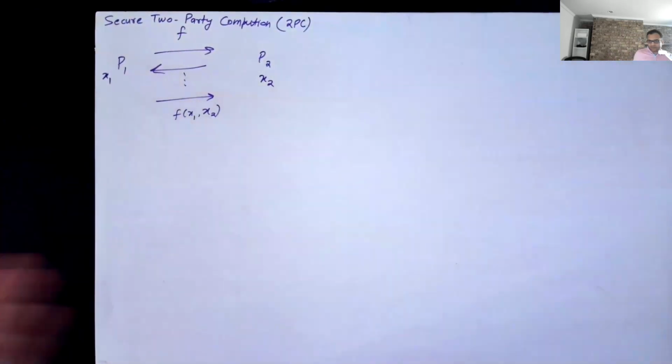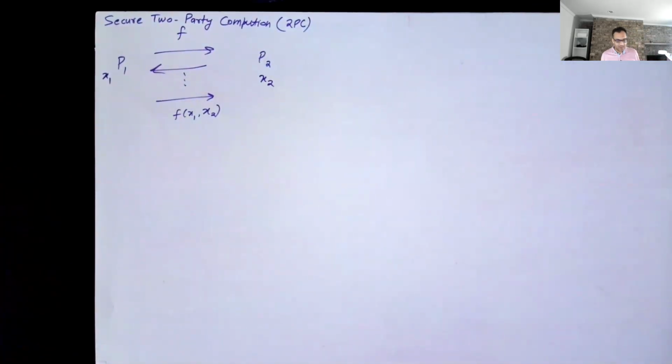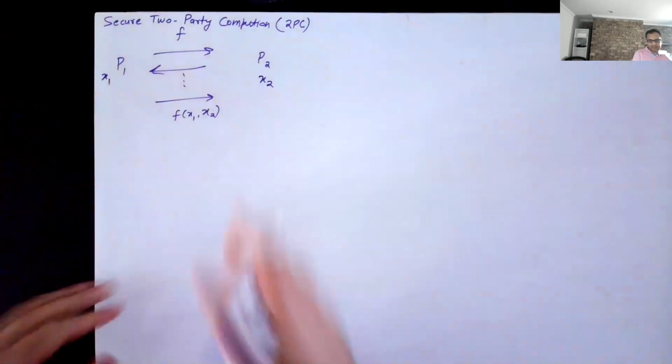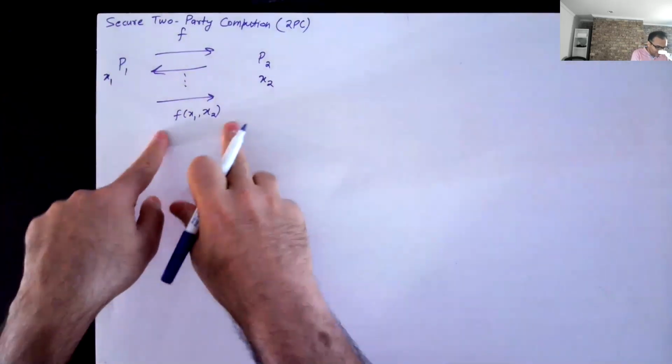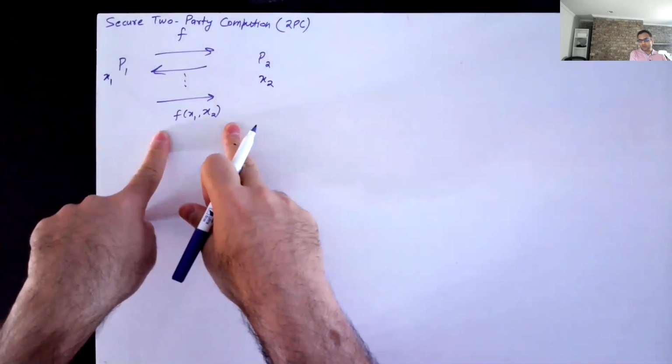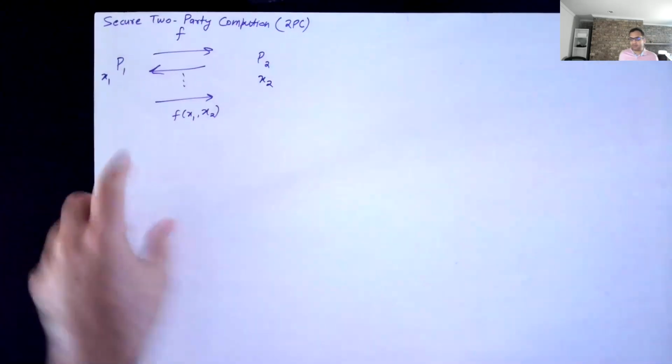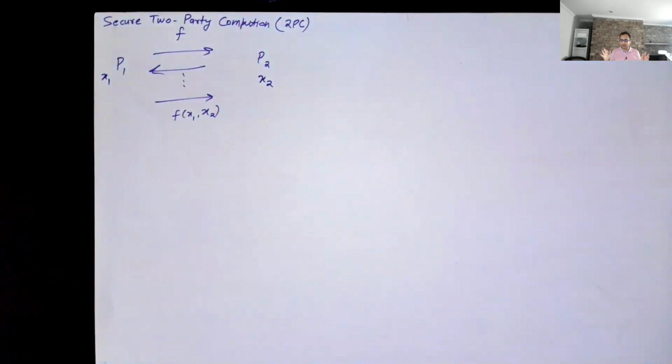Maybe, for example, the function is the XOR function. If the function is the XOR function, then given x2 and the function output, I can already compute x1 and vice versa. That's fine. That is not an insecure protocol. Our intuitive definition of security is that whatever P2 learns or whatever P1 learns from this protocol can also be computed using the function output alone. We will try to formalize it a little bit more, but right now at an intuitive level, the only thing the protocol reveals is the output and nothing more.